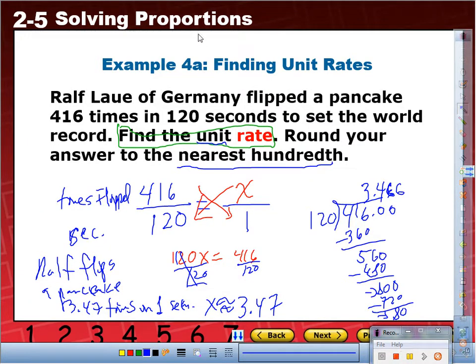Anyways, last thing. So do you know how to set up a unit rate? Yeah, right? You just set up your rate, set it equal to a proportion, and then one of them has to be 1. Are we there?